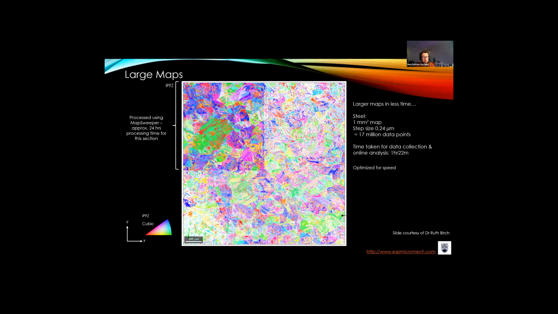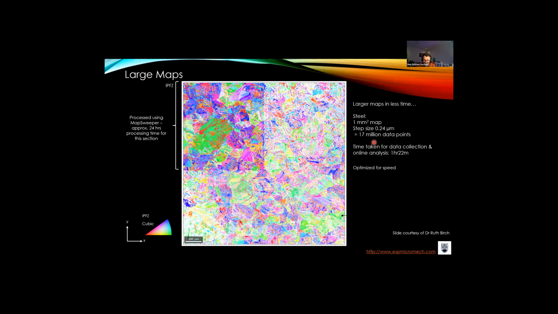This significantly improves poor quality patterns towards interfaces, and this is very important when we're looking at the different alpha laths present in this microstructure, where we're specifically interested in the parent austenite grain structure of this steel. It takes a little bit of time, but this is offline, so we just have a computer that churns through the data. But it's very, very powerful to improve the indexing.